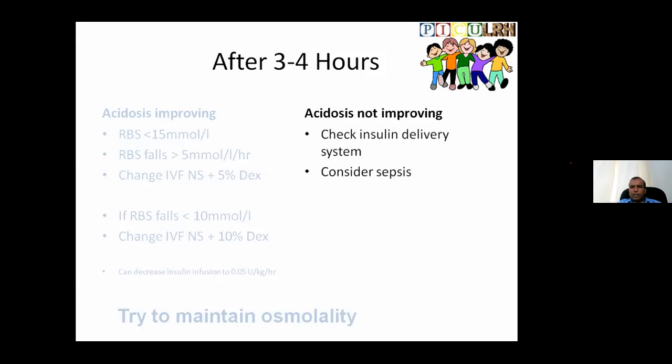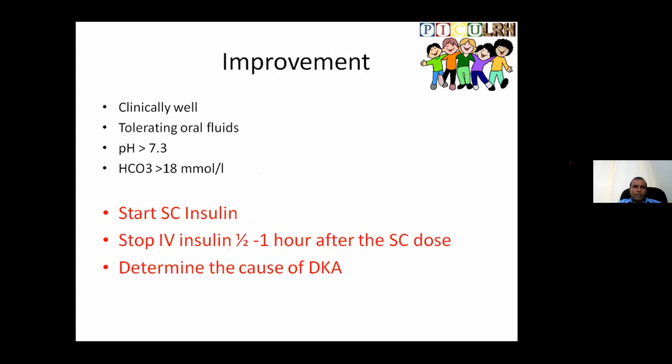So if the acidosis is not improving, check the insulin delivery system, consider sepsis. So improvement means clinically well, tolerating oral fluid, pH is more than 7.3, bicarbonate is more than 18. So you can start subcutaneous insulin, stop IV insulin half an hour to 1 hour after the subcutaneous dose, determine the cause of DKA.